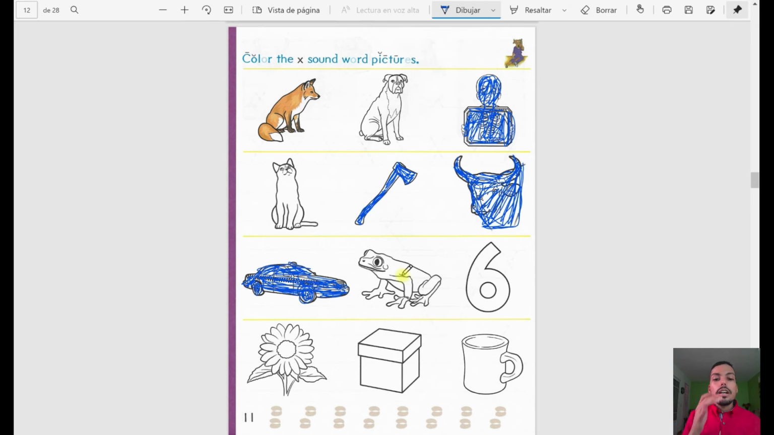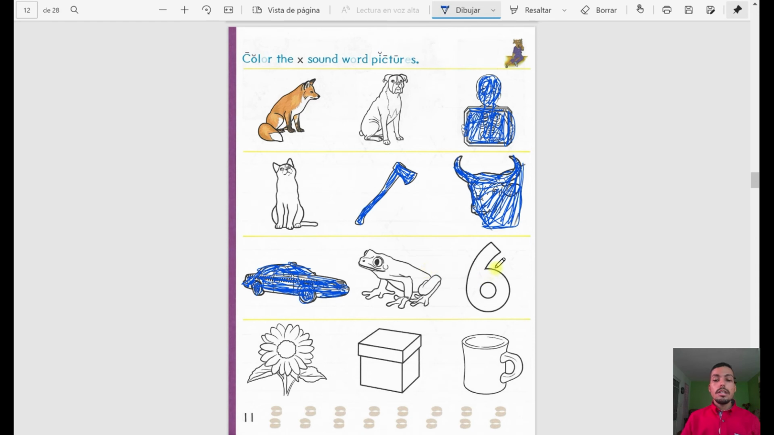This is a frog. Frog, and frog has the sound x. Frog, it has the sound. No, very good. It doesn't have it, so we have to leave it in blank. Okay, we don't color it.